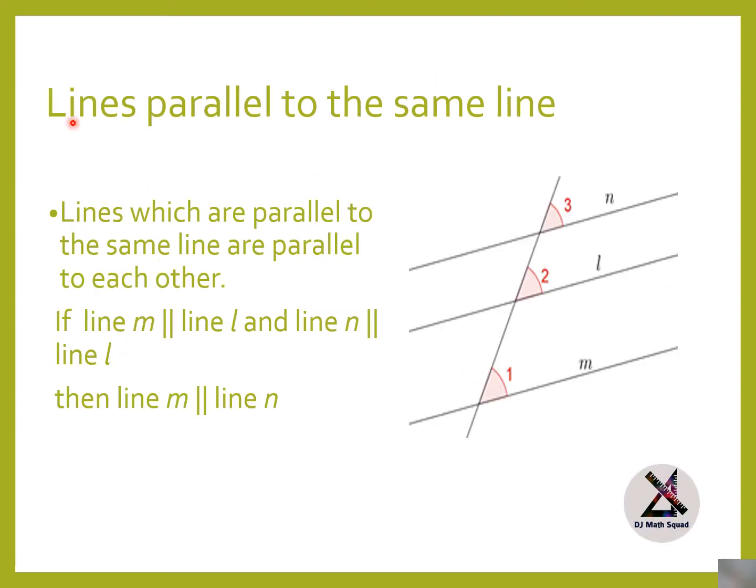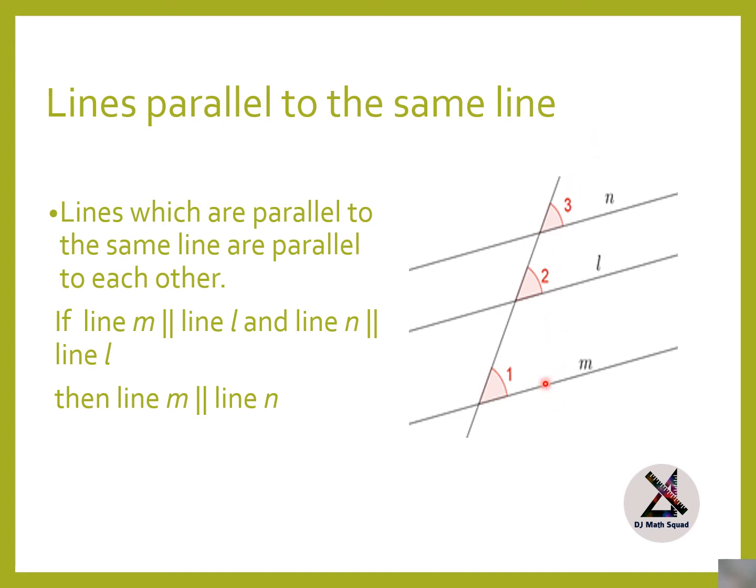Now we have the next thing, which is lines parallel to the same line. Lines which are parallel to the same line are parallel to each other, right? So here if you see, line M is parallel to line L, and N is also parallel to L, then M and N are also parallel. This is how we understand this.